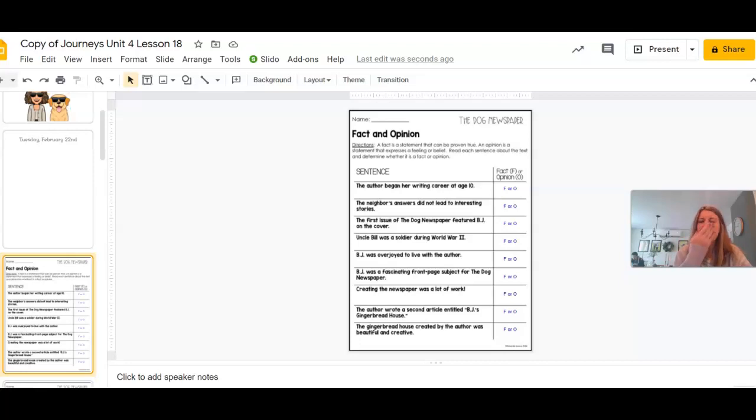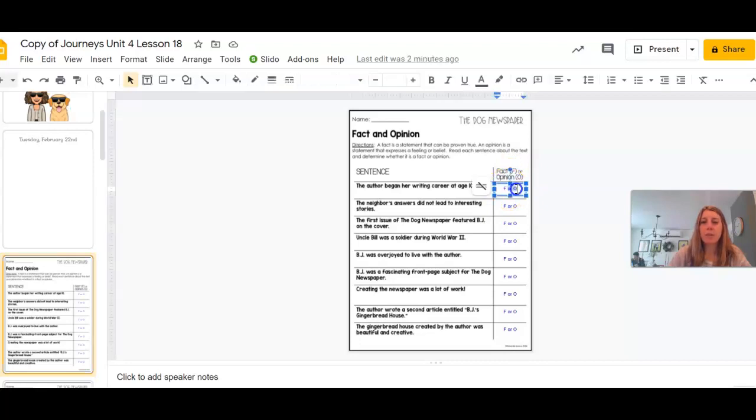So what you're going to do is read each sentence down below, and then you're going to determine if it's a fact or an opinion. If it's a fact, you will delete the O-R. If it's an opinion, you will delete the F-O-R, okay? So let's look at the first two together.